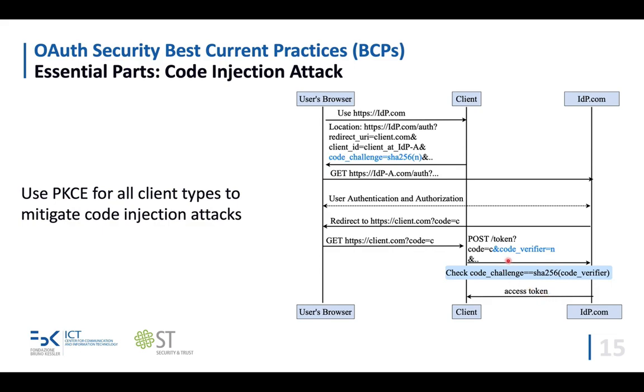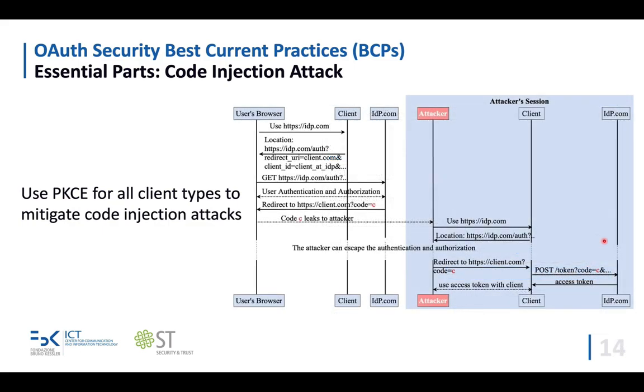Therefore, in order to make this attack successful, the attacker needs to know the code verifier used in the first flow, to which this code is bound. As the attacker cannot know that, this attack cannot proceed anymore when PKCE is in place.